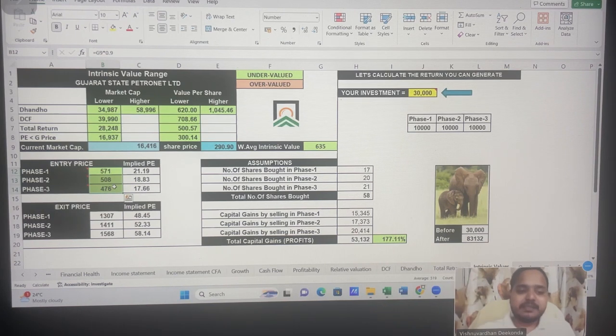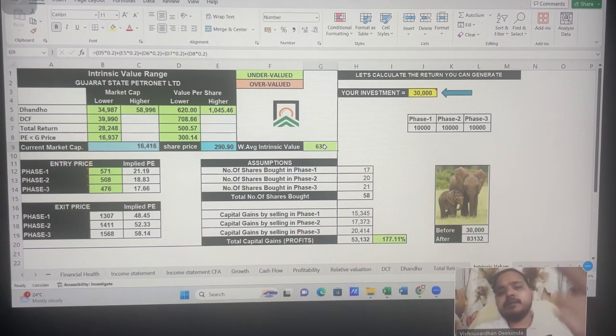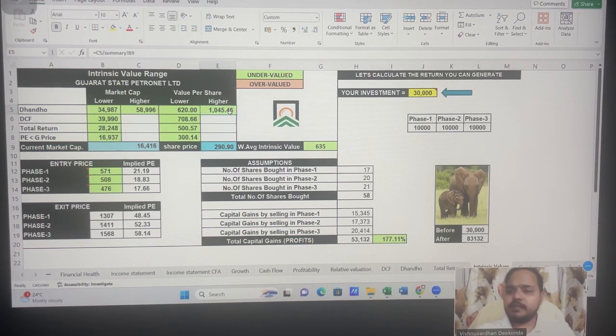What about the selling price? For the selling price, we take the higher value. Of course, you can take the weighted average intrinsic value with a 25% margin for exit 1, 30% for exit 2, and 50% for exit 3. You can do that as well. But if you are over aggressive, you can take the highest value here.